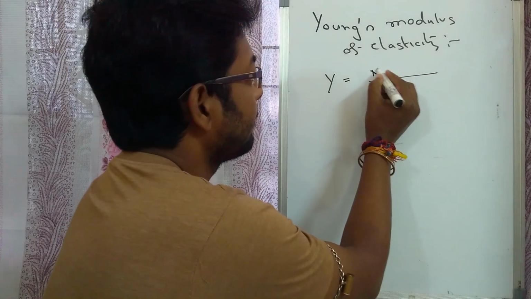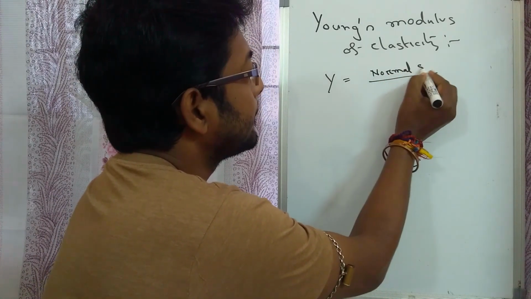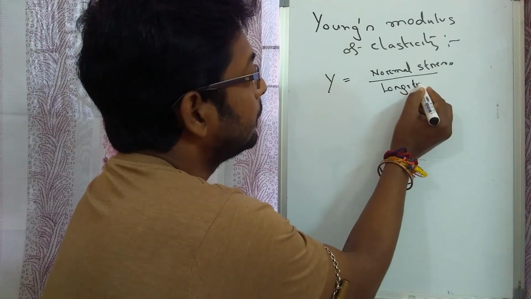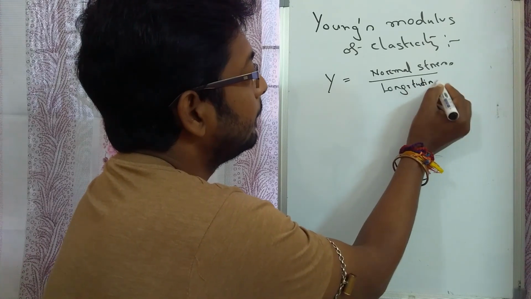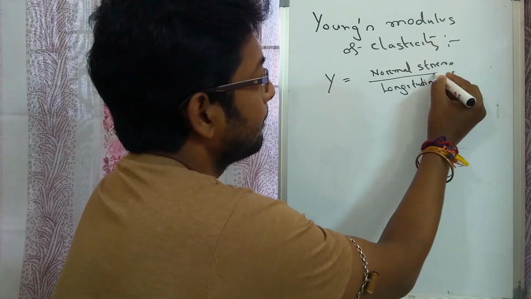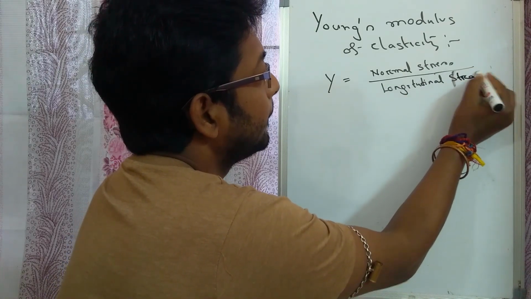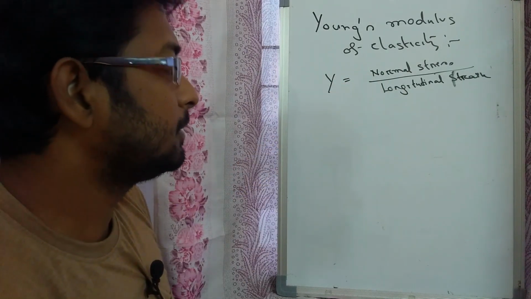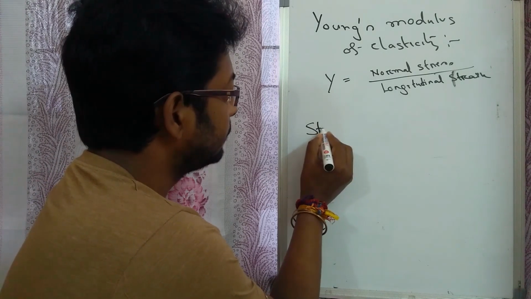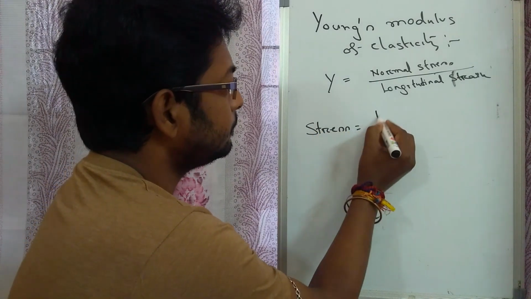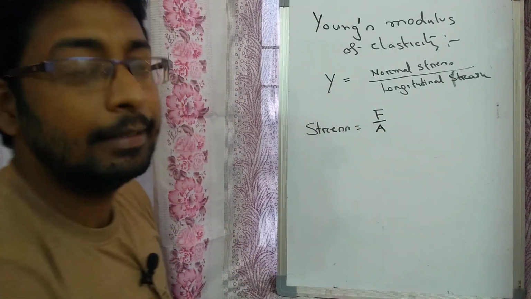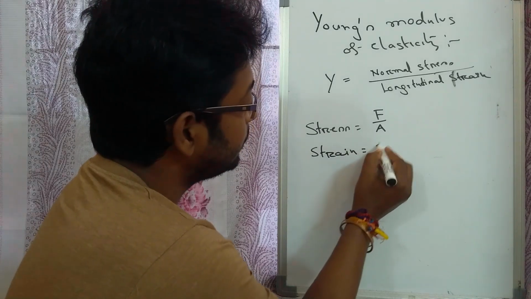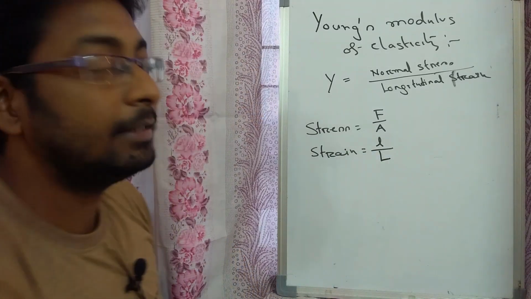normal stress by longitudinal strain. So Young's modulus is the ratio between the normal stress divided by the longitudinal strain. So what is stress? We know that stress is equal to force per area, and strain is equal to change in length by original length.